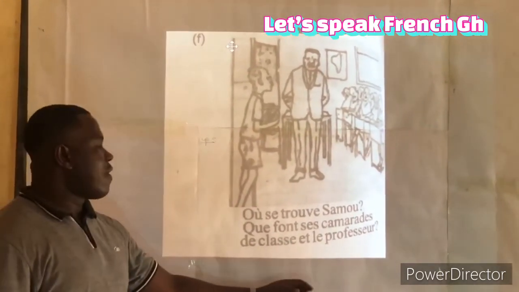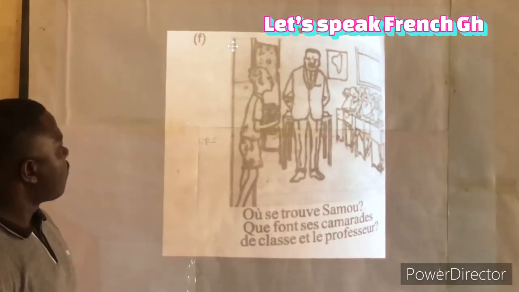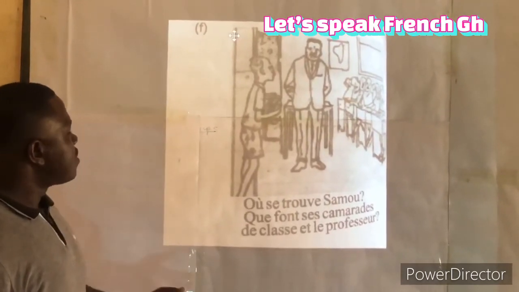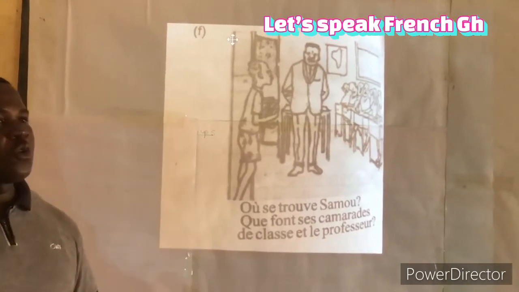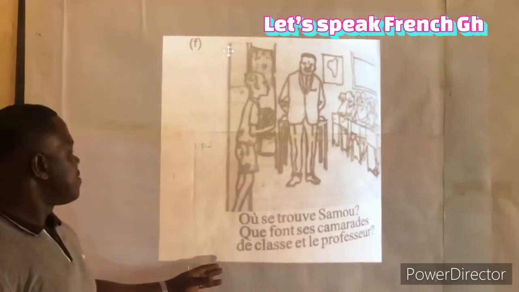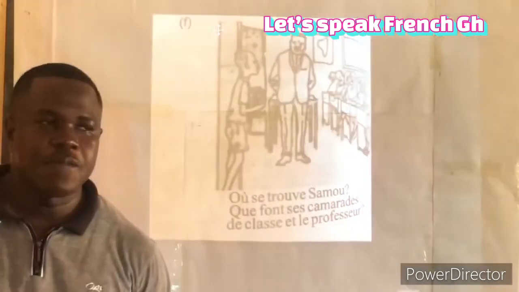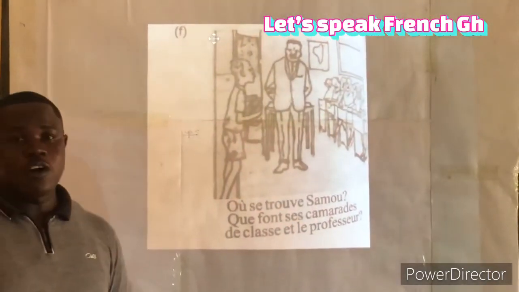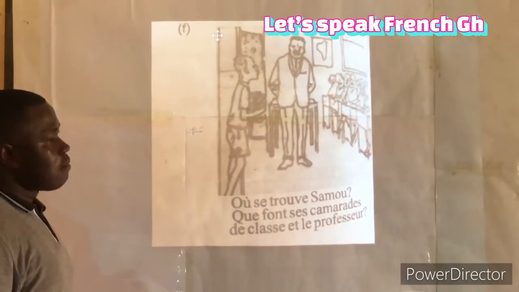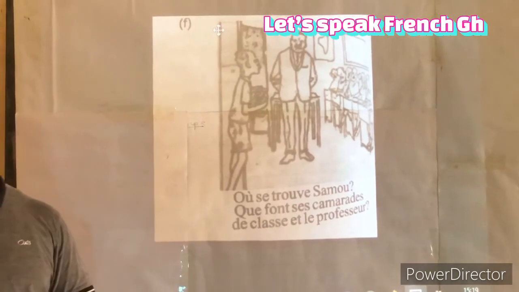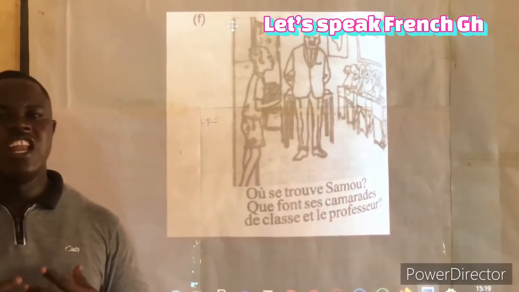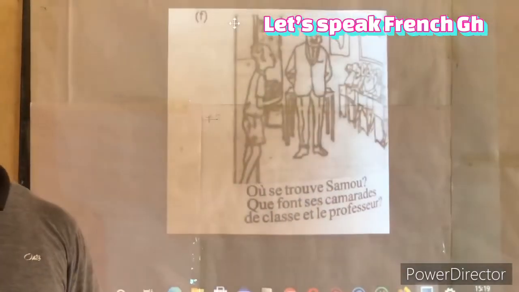Que font ses camarades de classe et le professeur? So from the picture, they're asking us, what are his friends doing, and what is the professor or the teacher also doing? His friends, I'm sure, will be laughing at him. So we say, ses camarades de classe se moquent de lui. His friends or his classmates are laughing at him. Then the teacher, I'm sure, will not be laughing. He will be asking him questions. So we say, le professeur l'interroge. It means the professor is interrogating him.